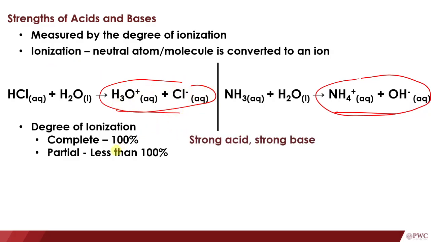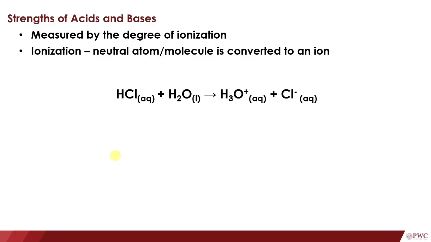So if there's complete ionization, that is, all the given amount of our base or acid has completely reacted or completely ionized, that is a strong acid or a strong base. And if it's partial ionization, it comes from a weak acid or a weak base. Let's emphasize this using the following examples.